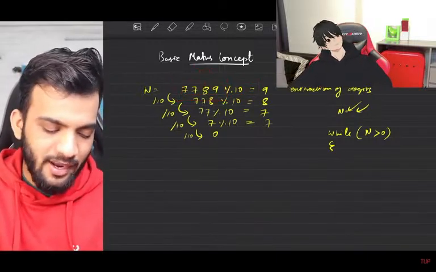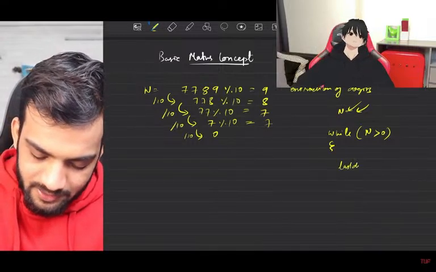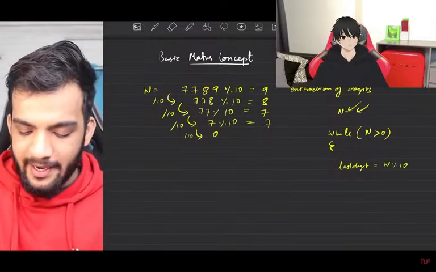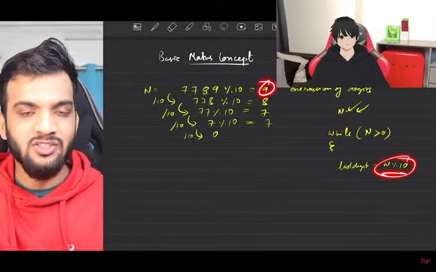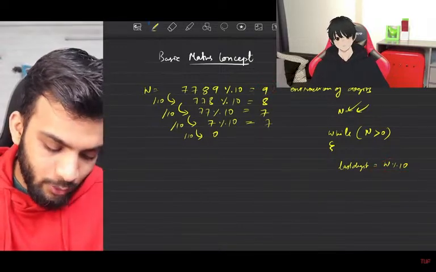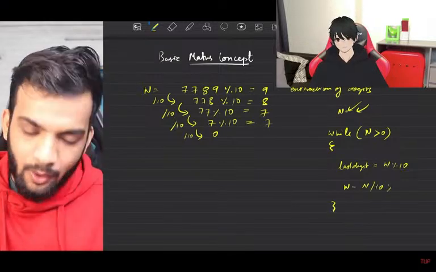So if I had to do an extraction, it's very simple. Can I say the last digit is nothing but n modulo 10? If I do n modulo 10, I'll get the last digit 9. And in order to get the next digit, what I do is I say n is n by 10. And this is how I can do it.